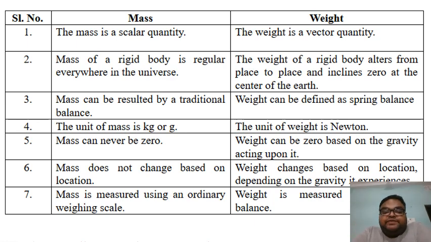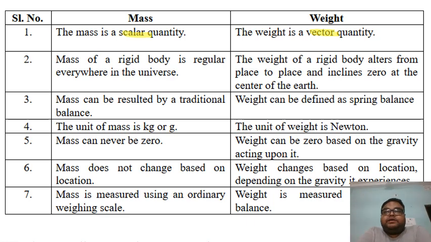The very first difference is that mass is a scalar quantity, but weight is a vector quantity. If we say mass is a scalar quantity, I mean that mass has only magnitude, but it does not have any direction. But weight has magnitude and also direction. That's why we say that weight is a vector quantity.